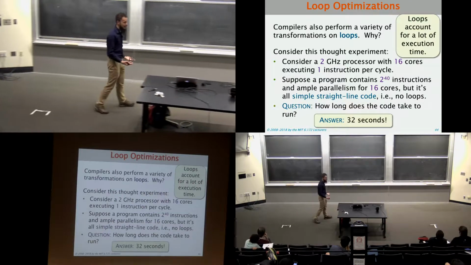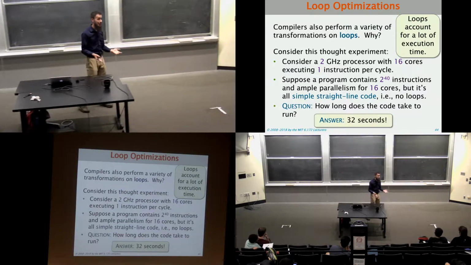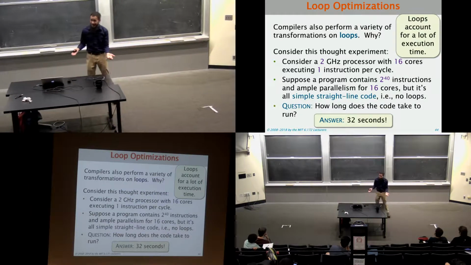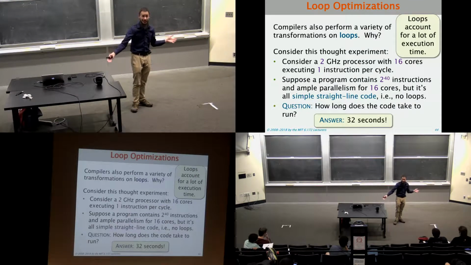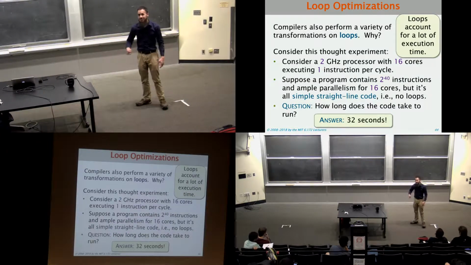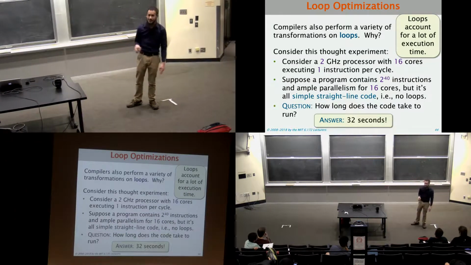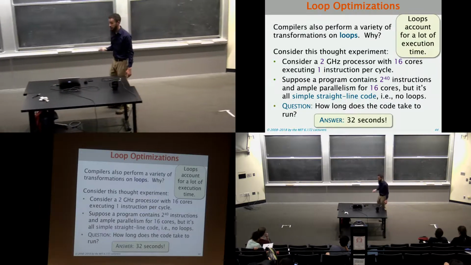Now, in your experience working with software, you might have noticed that there are some programs that take longer than 30 seconds to run, and some of those programs don't have terabyte-sized binaries. The reason that those programs take longer to run, by and large, is loops. So loops account for a lot of the execution time in real programs.